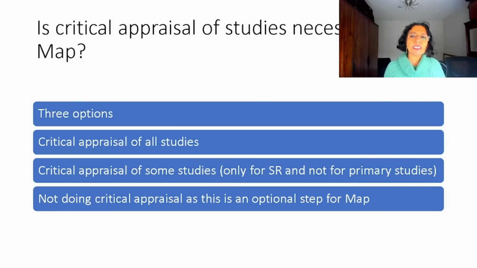Is critical appraisal of studies necessary for a map? There are three options. Critical appraisal of all studies we can do. Critical appraisal of some studies, for example, sometimes I have seen only the systematic reviews are critically appraised and primary studies are not appraised, maybe due to the large numbers and practical difficulties. And sometimes you don't have to do critical appraisal at all because this is an optional stage, and sometimes due to the huge volume of studies it may not be a viable option.